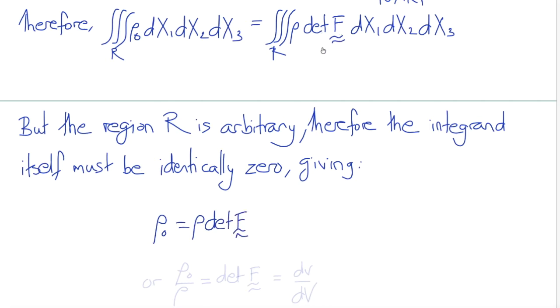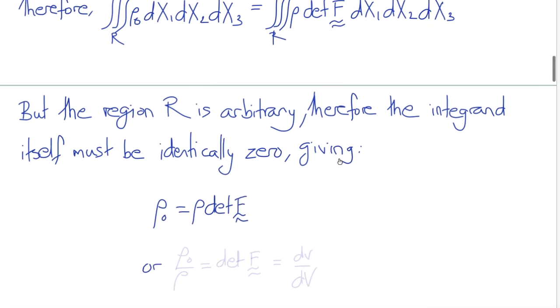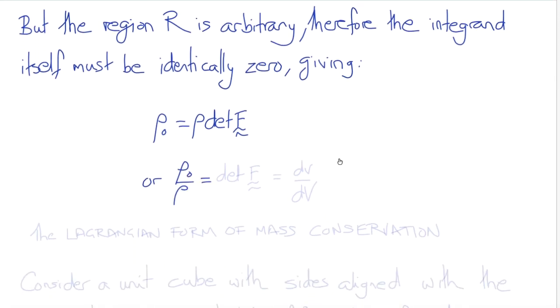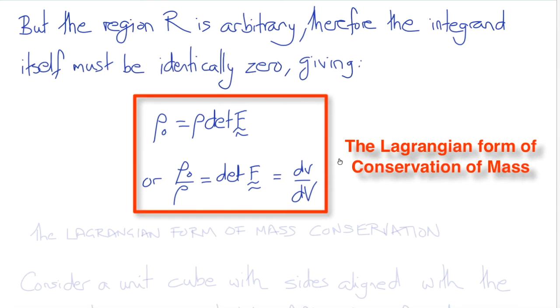So that's our conservation of mass in the Lagrangian form, which we could also write as rho naught over rho, the undeformed density over the deformed density, equals the determinant of F, which is therefore equal to the deformed volume over the undeformed volume. So this is the Lagrangian form of mass conservation for a continuum.